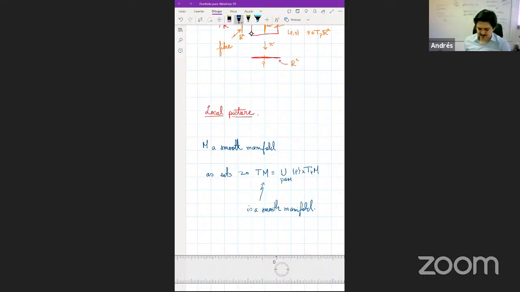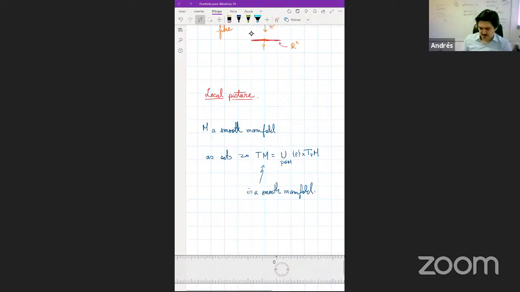Okay, so tomorrow we will look at the local picture, meaning we will take a chart and just look at what is the tangent bundle of that chart, and then we will construct the tangent bundle of M. Great. So for this, we are done for the class.